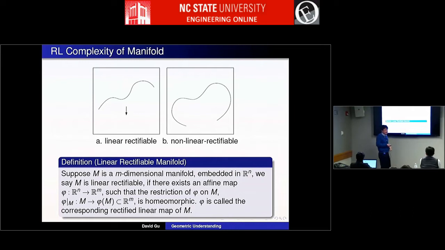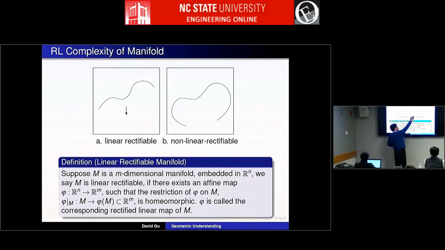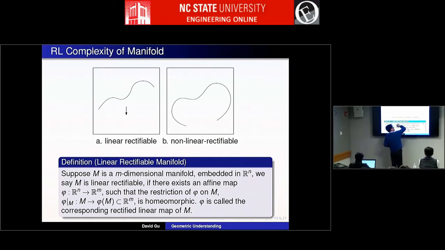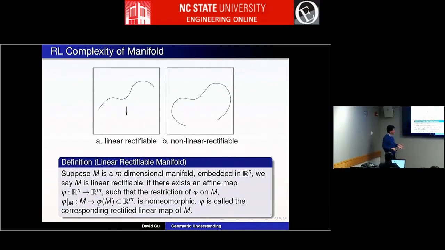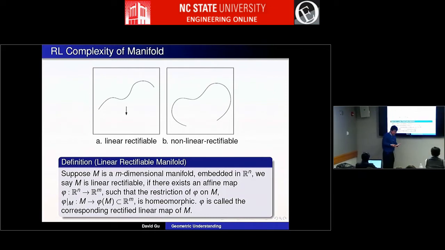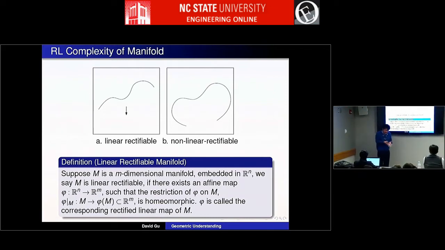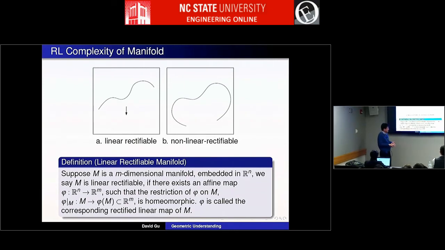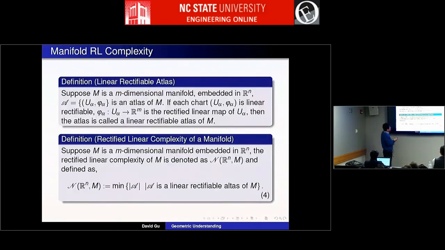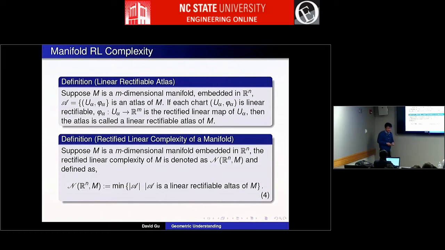map. So in other words, if you want to use a piecewise linear function to learn this, you have to subdivide this curve into different segments. So given a manifold, what's the minimum number of pieces to partition it such that each part can be linearly projected? That number is called the complexity of the manifold. So this complexity represents the difficulty for a manifold to be learned.